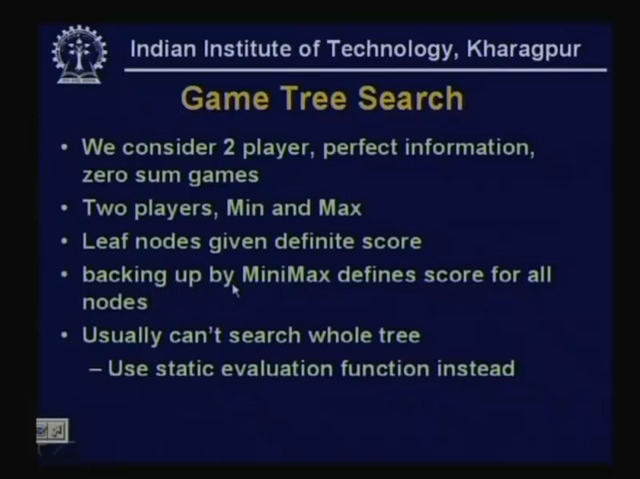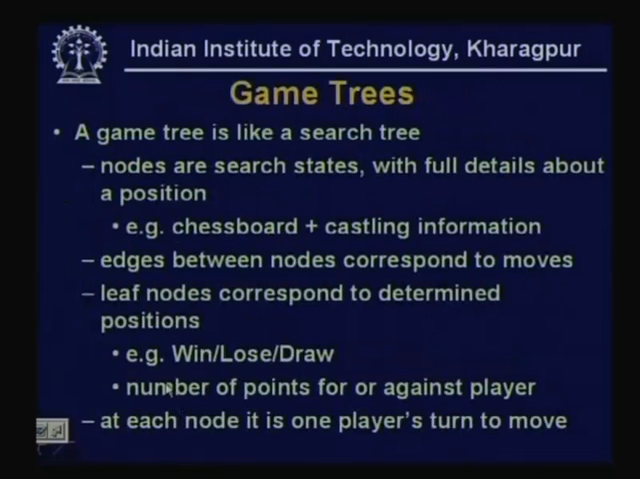When generating the entire tree is not possible, we saw that we can decide to cut off search at a particular depth, at a particular level, and use a static evaluation function at the terminal nodes. Thus, in the game tree that we generate, the leaves are given a definite score. In the last class, we saw how the Minimax algorithm defines how the scores are backed up from the leaf towards the root. So, that is what we studied in the previous class.